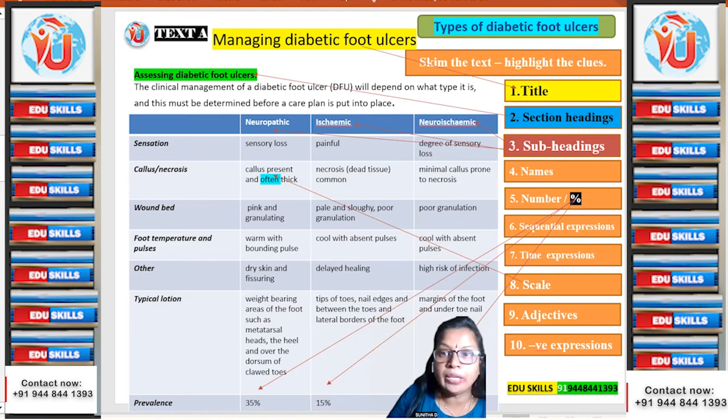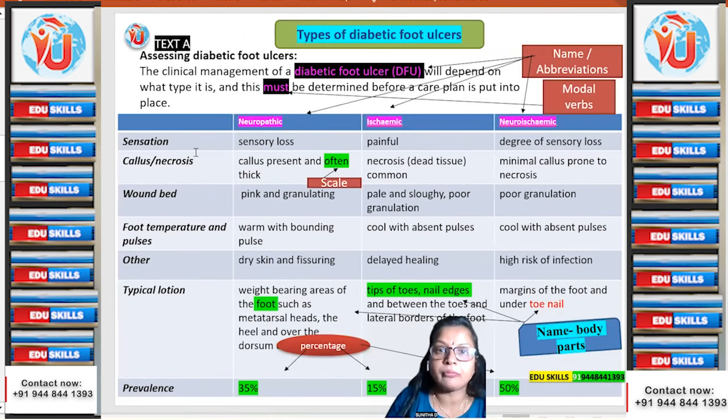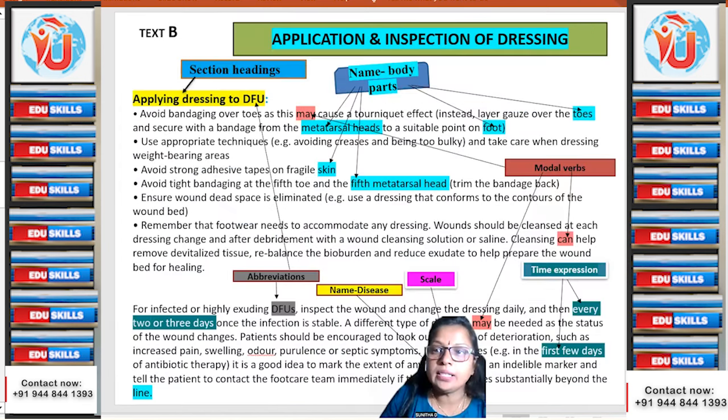So how can we mark all those things here? The first one, when you are skimming, assessing diabetic foot ulcers, diabetic foot ulcers or DFU, some abbreviations as well as the name of a disease condition are given. "Must" is a modal verb which is given. Then the subheadings or names, neuropathic, ischemic and neuroischemic; "often" is a scale. Then coming back, some names of body parts and percentages. We can underline all these important words, which help to find the answers easily.